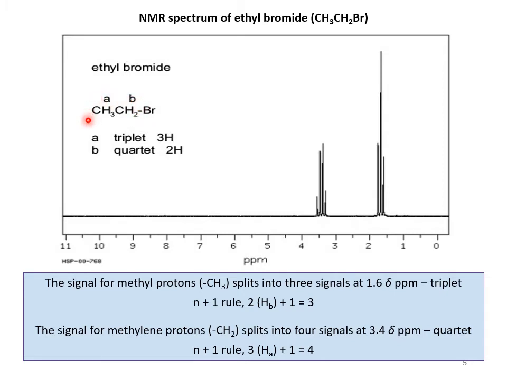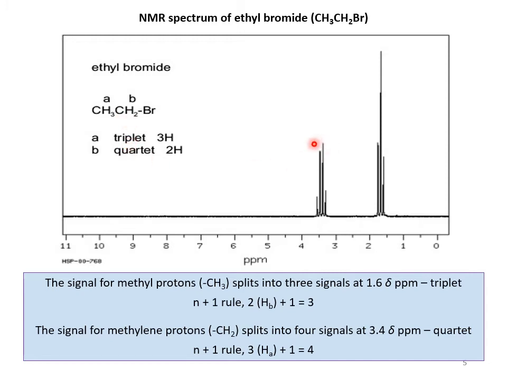All the three protons in this methyl group are equivalent, so they will give only one signal. And also the two hydrogens of this methylene group are equivalent, hence they will give only one signal. So these three hydrogens are chemically equivalent, these two hydrogens are chemically equivalent. Whereas the methyl hydrogens and the methylene hydrogens are different, hence we will get two different signals, which will split into a number of signals depending upon the number of hydrogens present on the adjacent carbon atom.